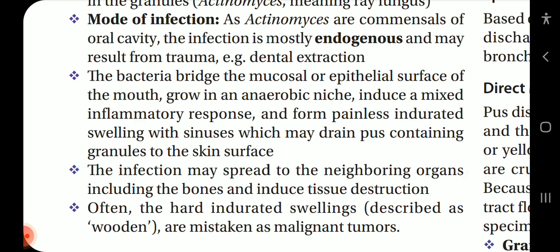Mode of infection. As Actinomyces are commensals of the oral cavity, the infection is mostly endogenous and may result from trauma, for example dental extraction.